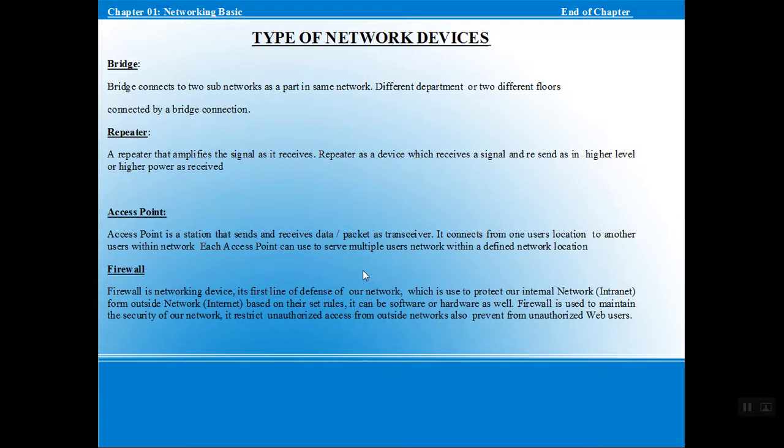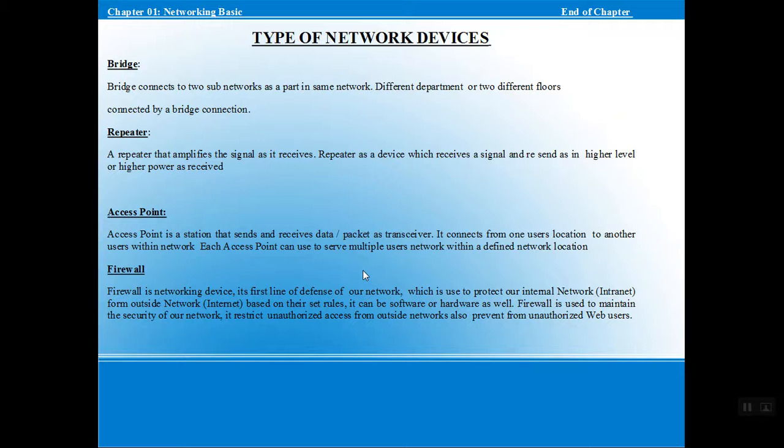And of course, we have a bridge. A bridge connects two subnetworks as part of the same network, or two different networks or different floors. And a repeater just amplifies your weak signals or regenerates your signals. Suppose you're sending data over a long range, the data will lose its signal strength within a particular distance. So to increase the signal, we use the repeater. The signal can be boosted up and go further in a proper manner.